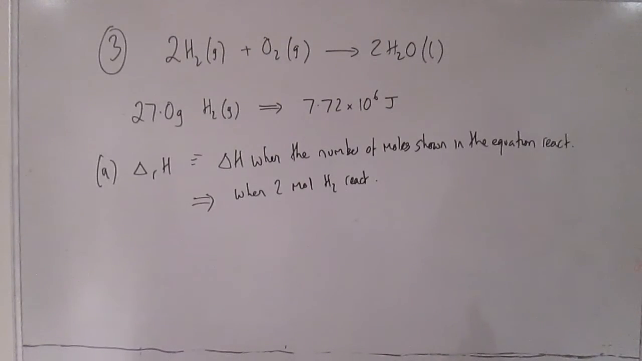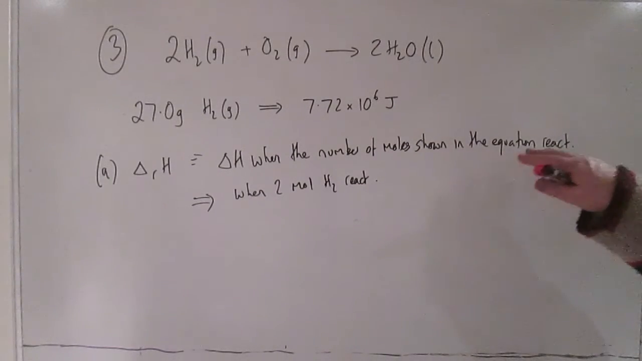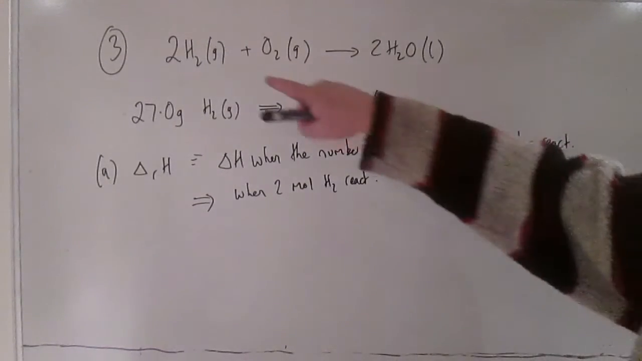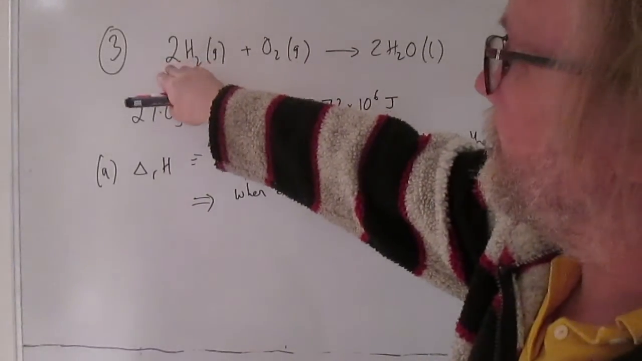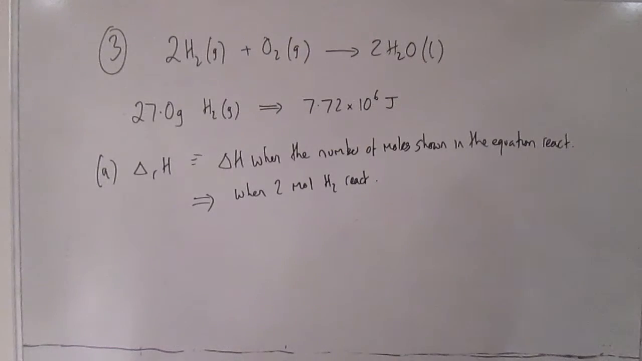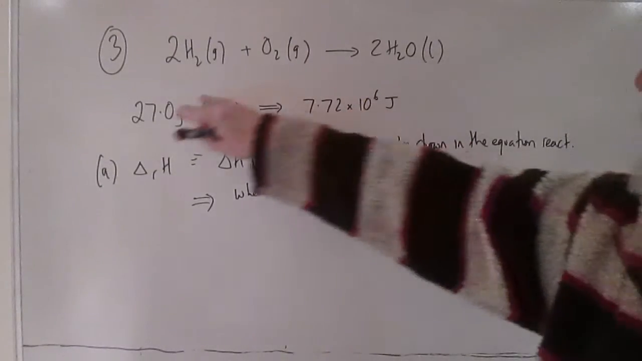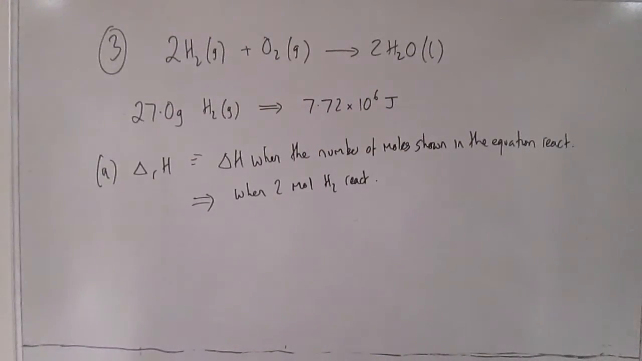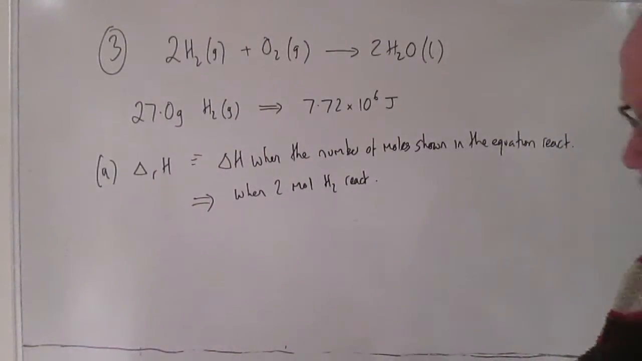Part A asks us for the delta H of reaction, which is the enthalpy change, as it says here, when the number of moles shown in the equation react. In other words, because this is the equation we were given, delta H of reaction is the enthalpy change when 2 moles of hydrogen react. What we know from the experiment is how much heat was released when that amount of hydrogen reacted. So the first thing we've got to do is to work out how many moles that is.